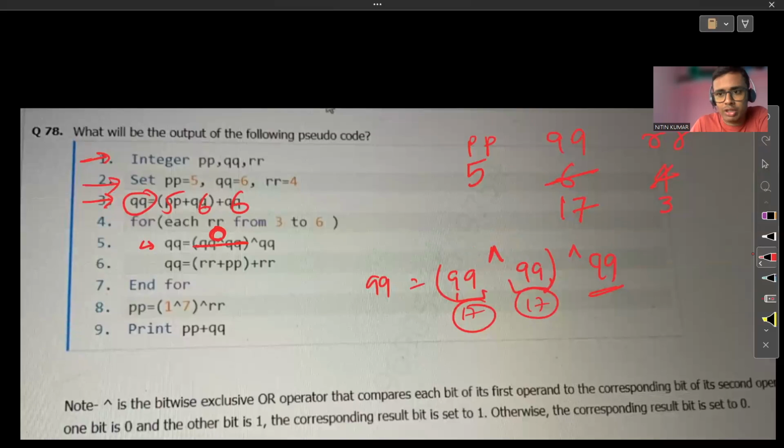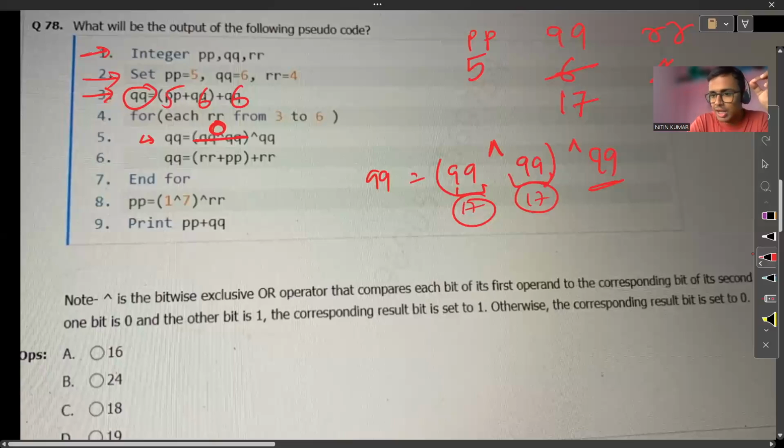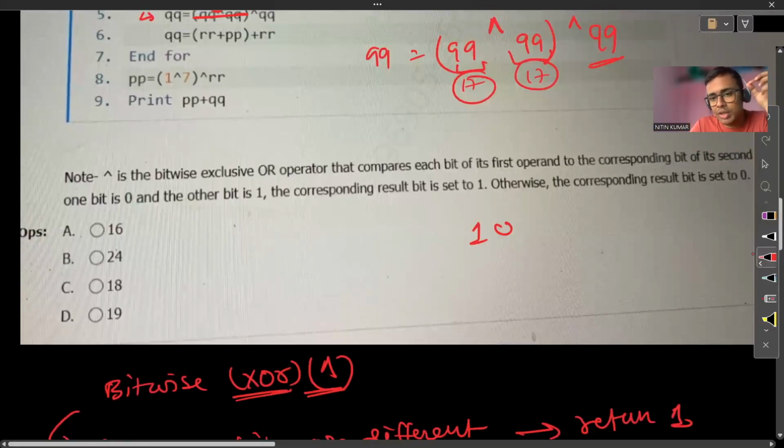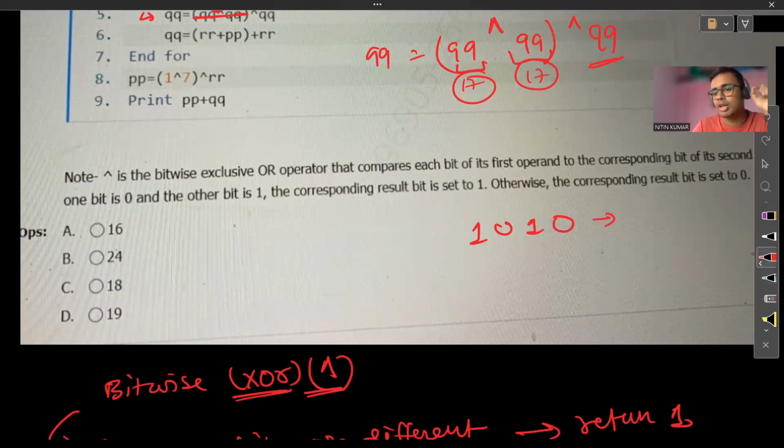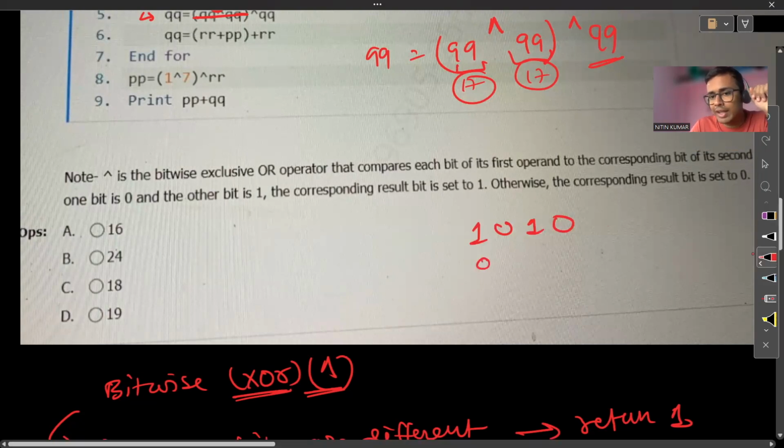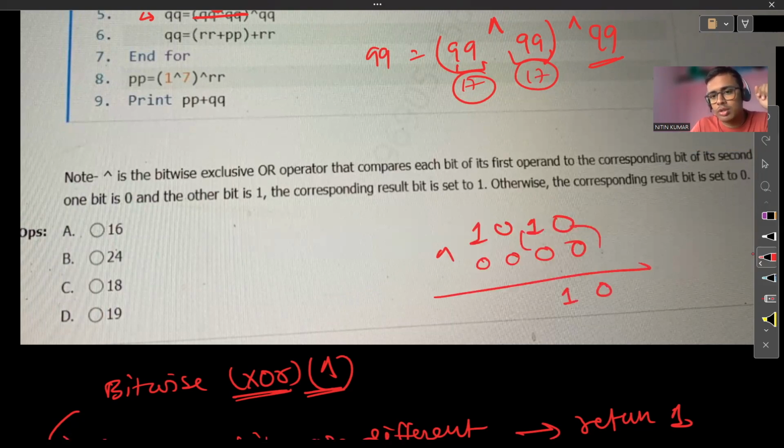Another operation: when we take the XOR of any number with 0, the same number is returned, because 0 cannot cause any alteration in that bitwise operation. Let's take another bit value, 1010, the binary of some value. If we XOR it with 0, you can see both are the same, so 0. Both are different, so it is 1. Both are 0, same, so 0. Both are different, so it is 1. So after taking the XOR of this bit value with 0, I get the same number.